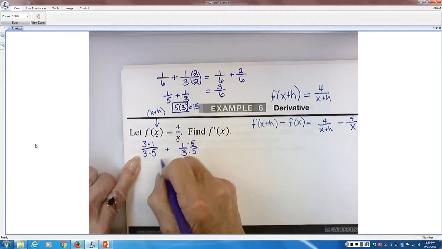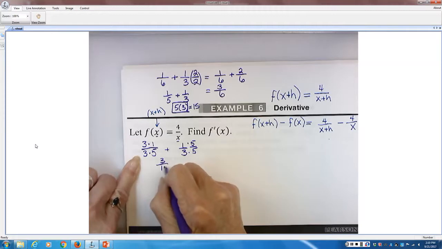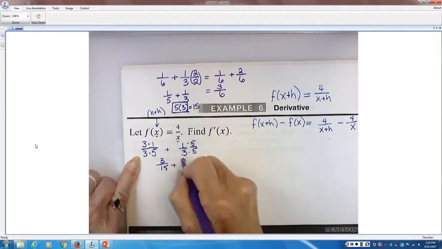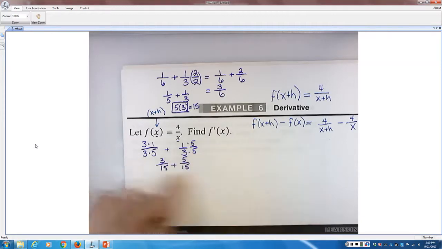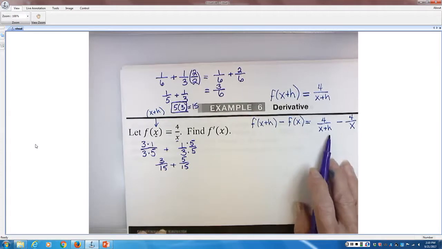So then I get 3 times 1 is 3 over 15, plus 1 times 5 is 5 over 15. Now I can add those two fractions together, okay? So if I add those two fractions together, they'll have the common denominator, which is 15. That's what I want to do here.